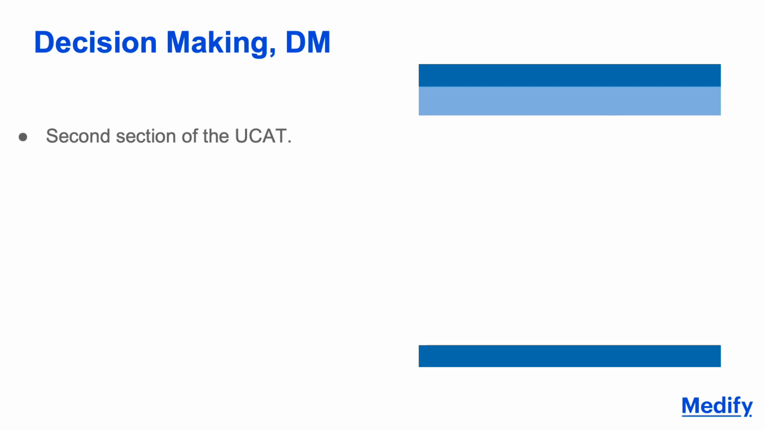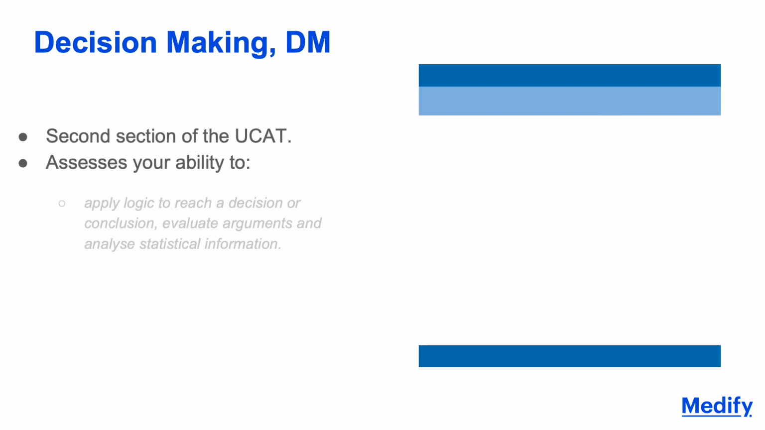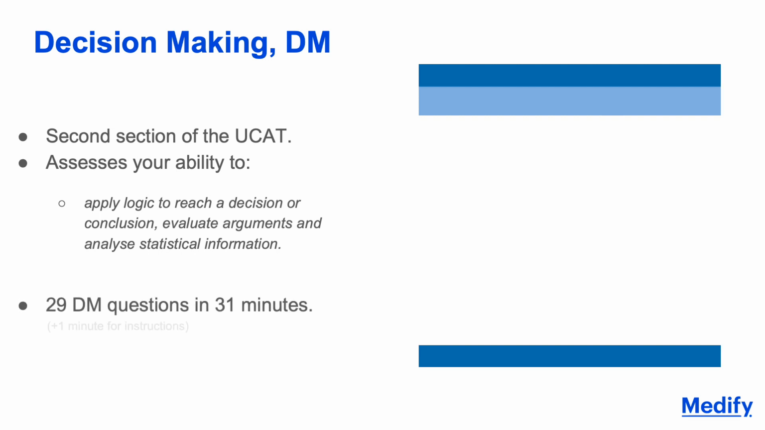The second section is DM. The UCAT administrators state this assesses your ability to apply logic to reach a decision or conclusion, evaluate arguments, and analyze statistical information. This is important because doctors must make good decisions despite being given complex information, and do so in a timely manner. So in this section, you will have to answer 29 questions in 31 minutes. There are 6 question types named drawing conclusions, logical puzzles, interpreting information, Venn diagrams, evaluating arguments, and probability.